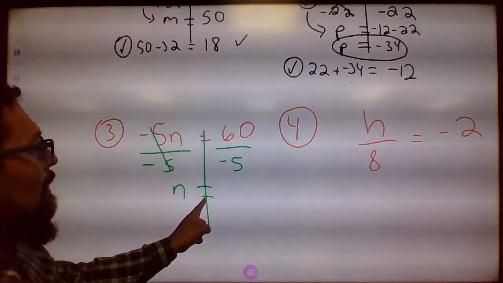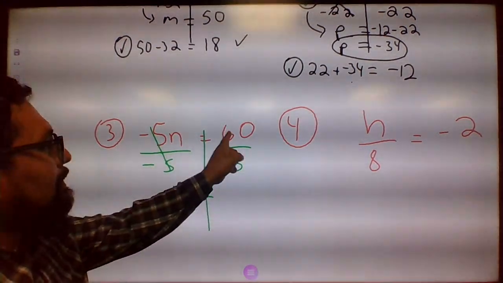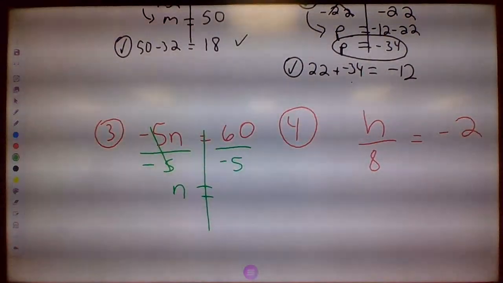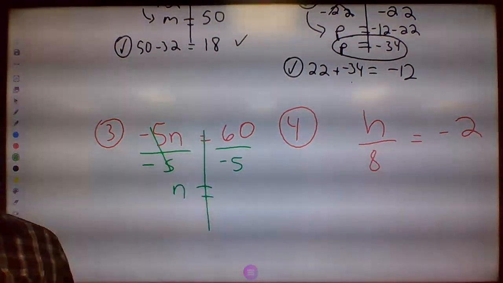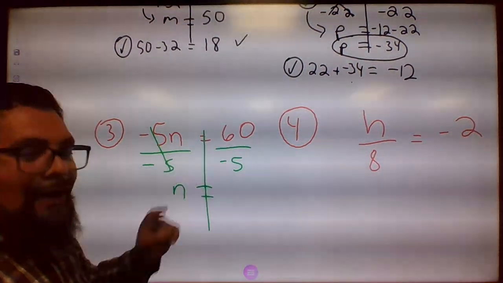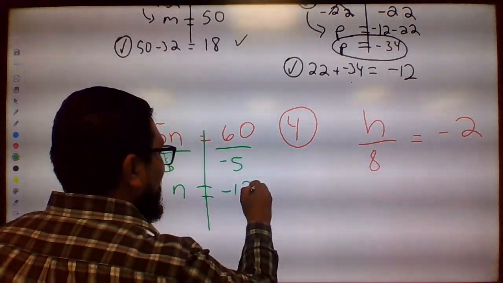So n equals, what's 60 divided by negative 12? Oh, 60 divided by negative 5. Sorry, I gave you the answer. 60 divided by negative 5 is negative 12.